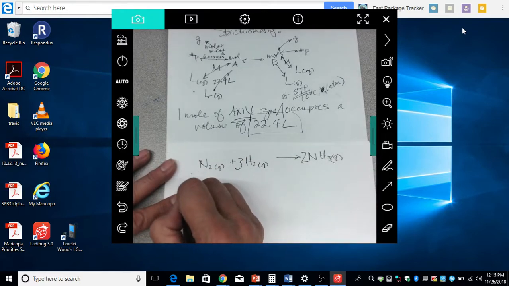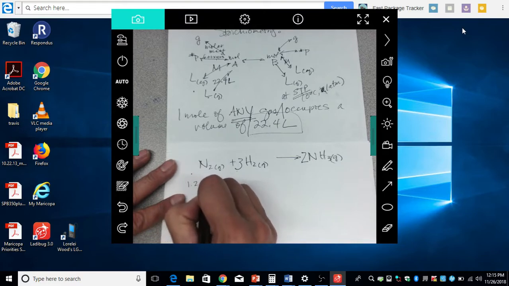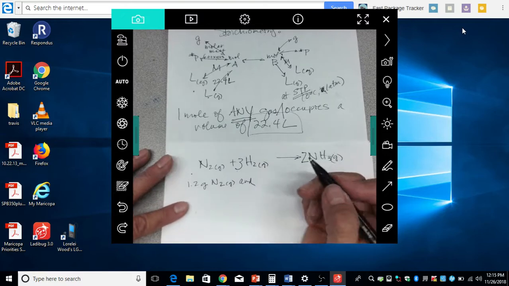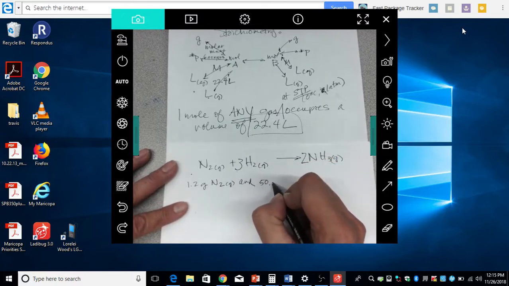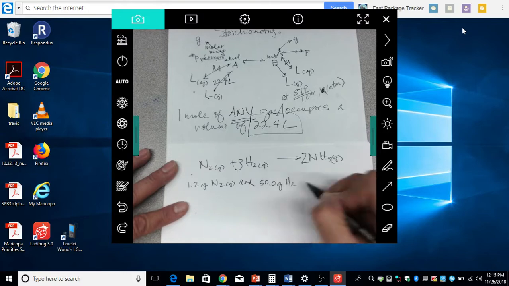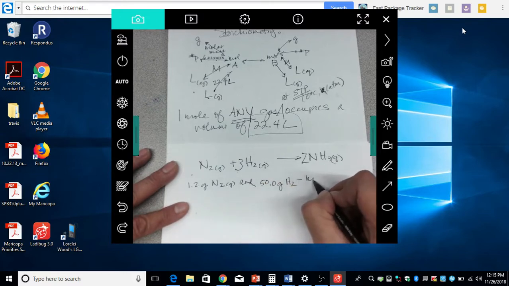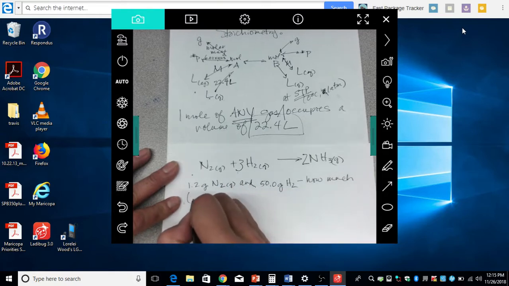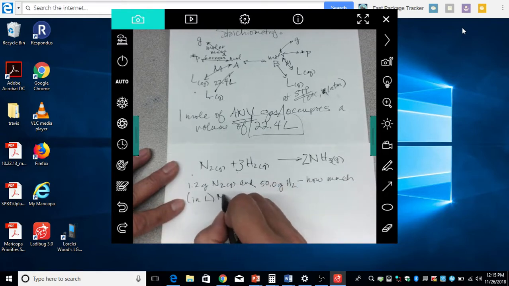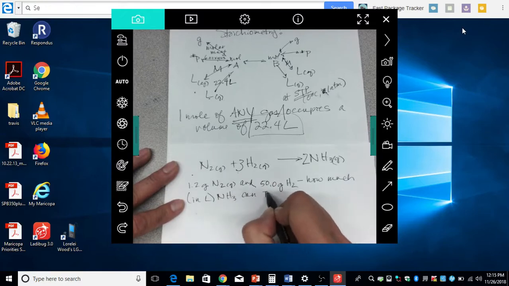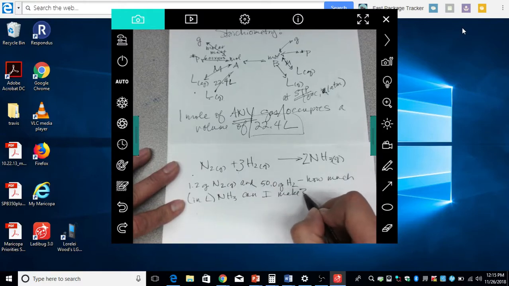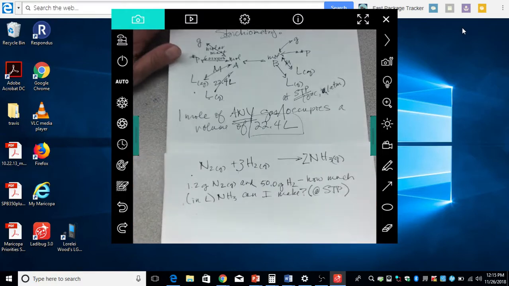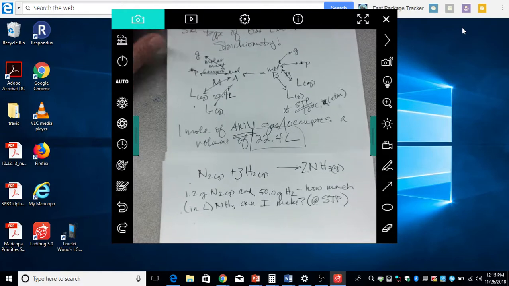All right, say for example, I'm starting out with 1.2 grams of nitrogen gas, and I have 50 grams of hydrogen gas. I want to know how much, in liters, NH3 can I make? And it's at STP. So I'm carrying out my reaction at standard temperature and pressure.